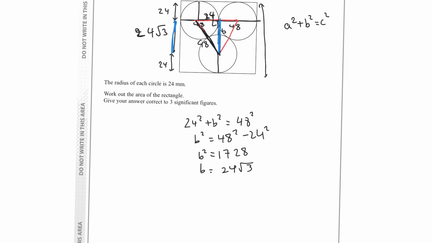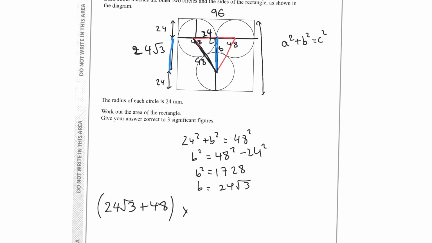So then we need to add up the 24, the 24, and the 24 root 3 to work out the whole width. So it will be 24 root 3, because we have two lots of 24, added together will be 48. So that plus 48, multiplied by, remember, length times width. So this was our width, and then times the length, which was 96. Put that into your calculator, you should end up with an answer of 8,598.645061 millimeters squared.